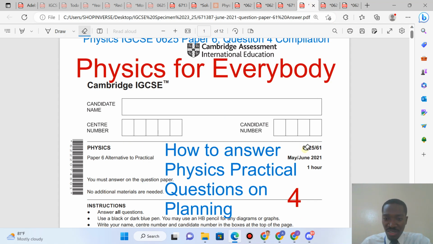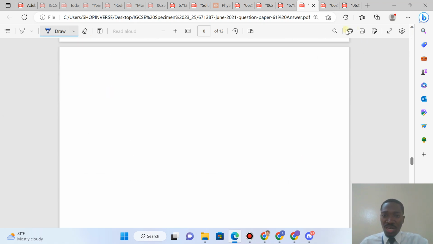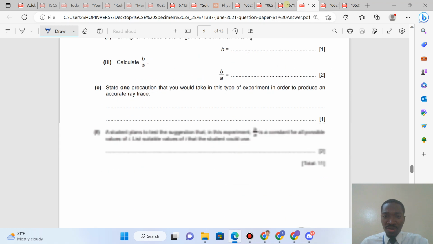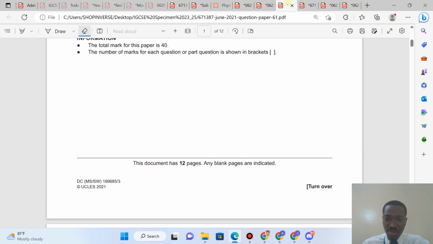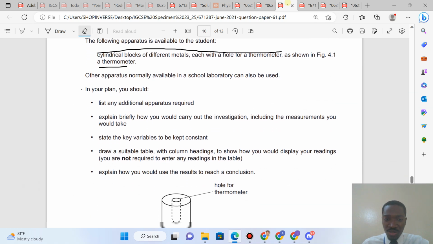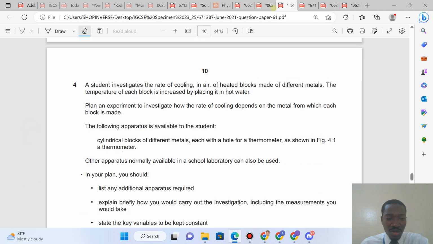Let us pick a certain year, the May/June 2021 paper. Remember, our focus is on paper 4, so we'll be focusing only on paper 4. Let's go to where this question was answered. This is the question. I have a blank question paper here, so you can read the procedure together before going into the answer.